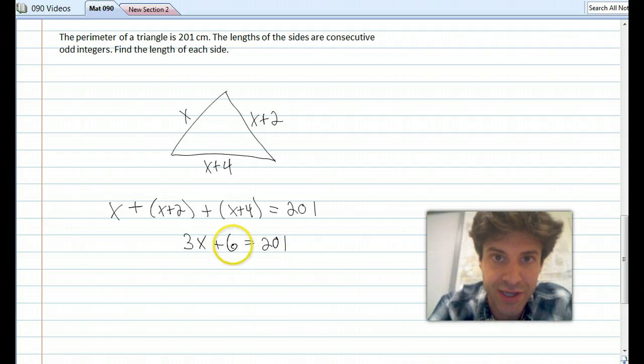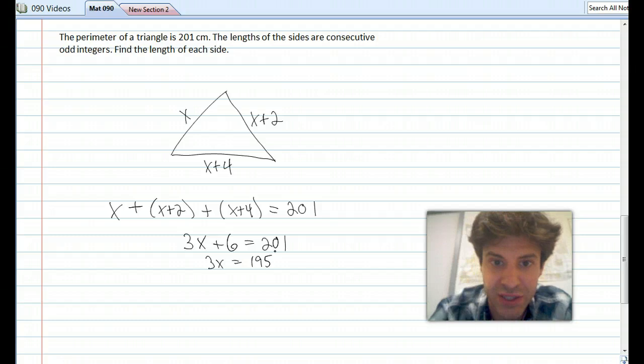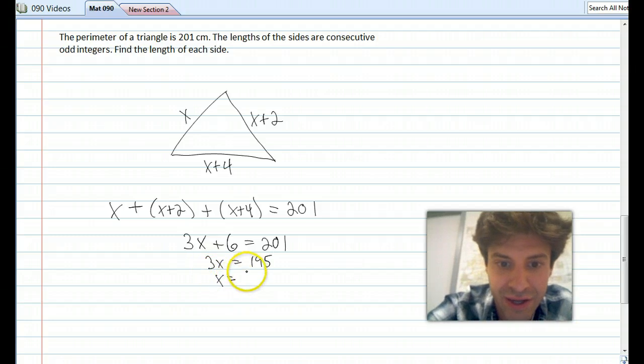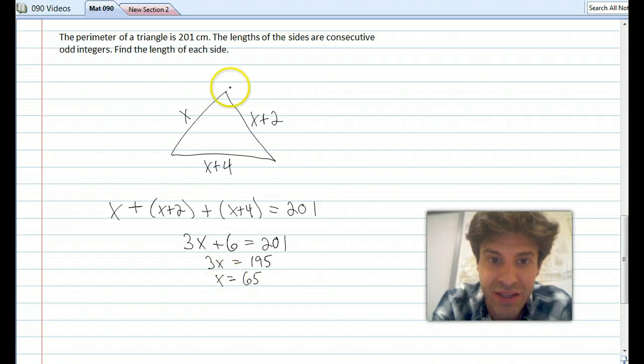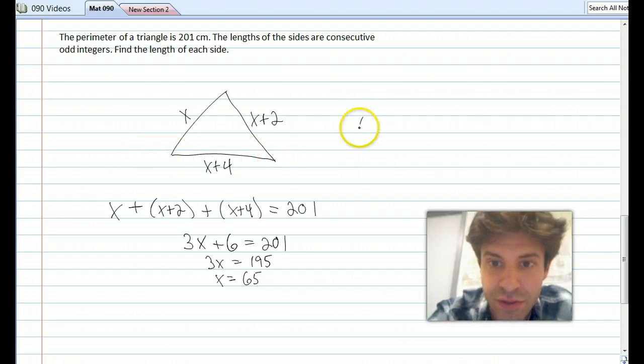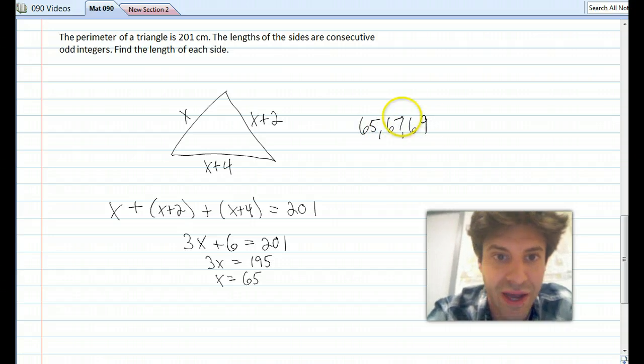To solve this, we would subtract 6 from both sides of the equation, and we get 3x equals 195. Now, to get x by itself, we have to divide by 3, and we get x equals 65. What did we just do? We just found x, and x is the length of this side of the triangle. So what are the other two lengths? Well, this side must be 65 plus 2, and this side must be 65 plus 4. So to answer the question, the lengths of our three sides are 65, 67, and 69 centimeters.